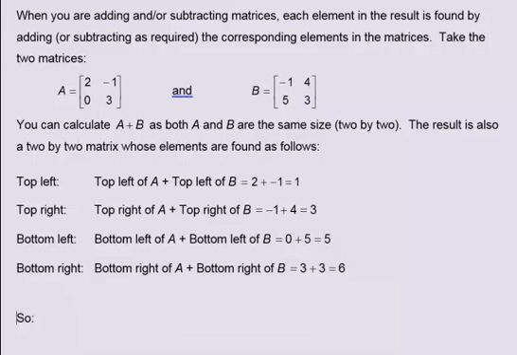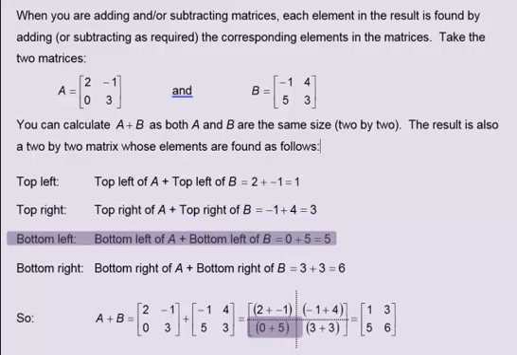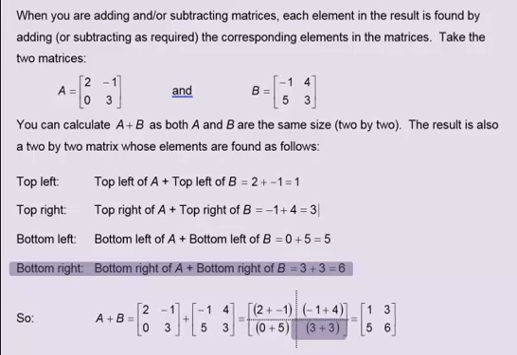So, A plus B equals 2, minus 1, 0, 3 plus minus 1, 4, 5, 3. You can now make your sketch using dotted lines to break it up into a 2 by 2 matrix, like this. The top left element is 2 plus minus 1. The top right element is minus 1 plus 4. The bottom left element is 0 plus 5. And the bottom right element is 3 plus 3. This gives the result of A plus B equals 1, 3, 5, 6.